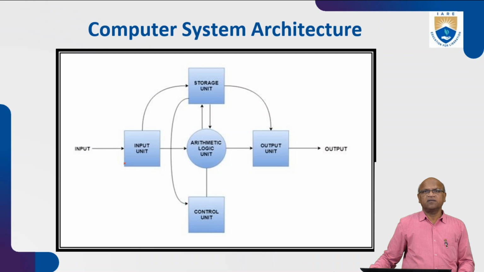So this is our computer. So far I have been talking about the CPU. The CPU is nothing but your arithmetic logic unit. This is your arithmetic logic unit, this is the storage unit, your memory, your control unit, your input, and this is the output. If you look at this, this is the basic architecture of the computer.